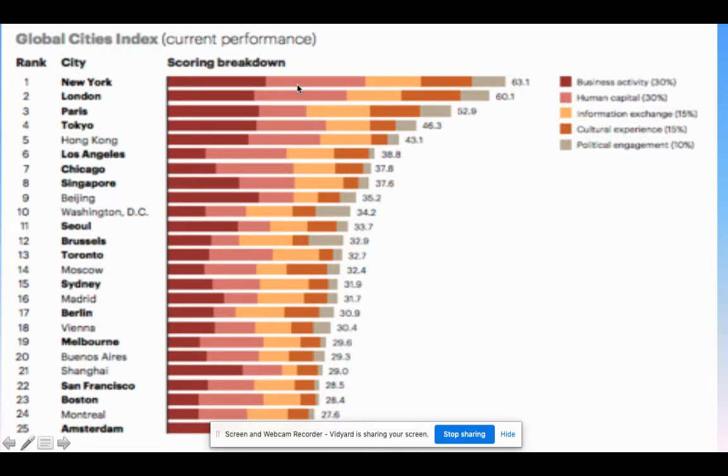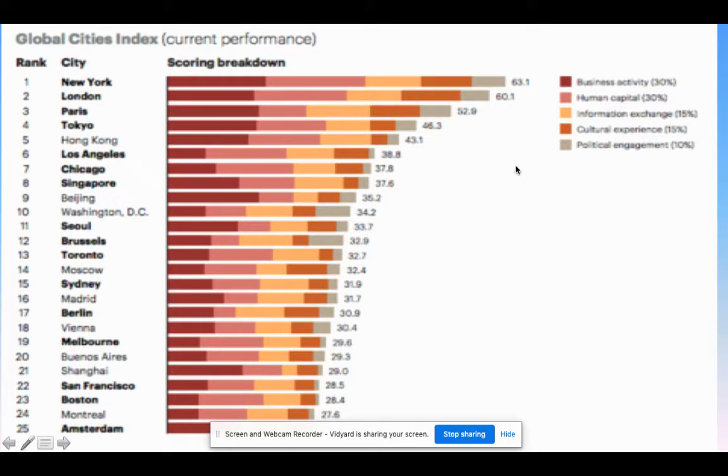The business activity, we can see that the business activity is the highest in New York. And that makes sense with the New York Stock Exchange and Wall Street being open there. Human capital, how much money is brought into that particular city. Information exchange, newspapers, technology, newscasts, networks, all of that is influential there. And then cultural experiences. The Metropolitan Museum of Art in New York City is a great example of that.